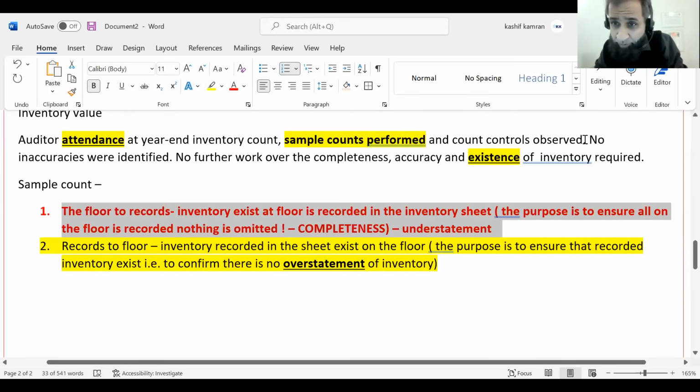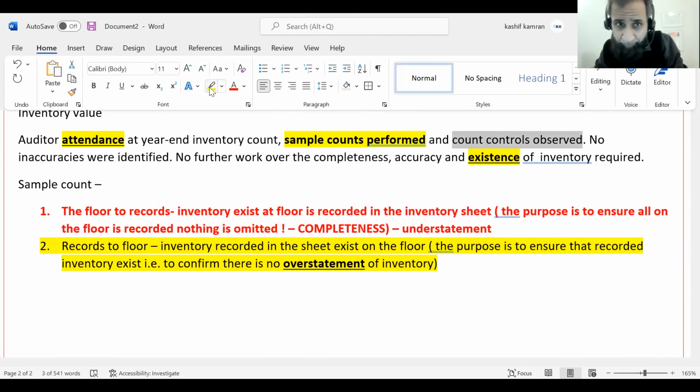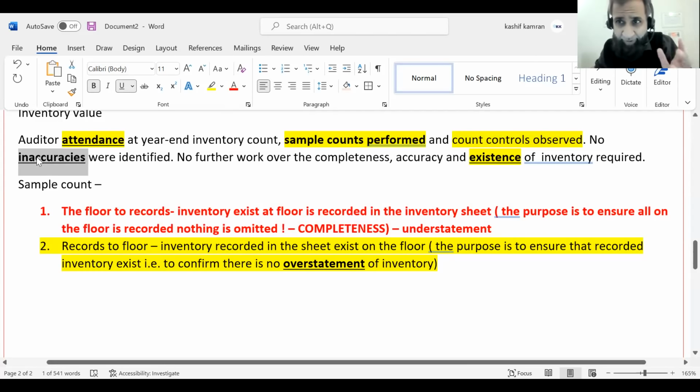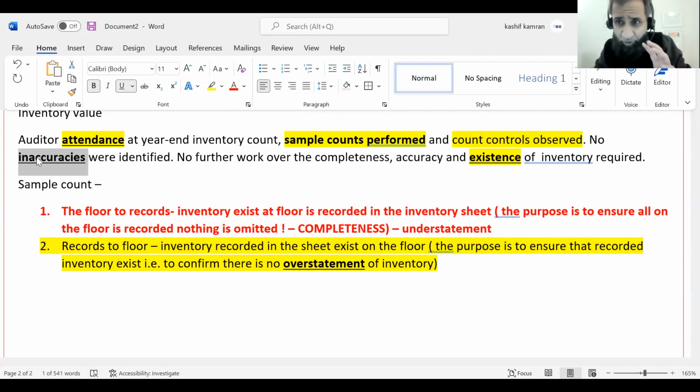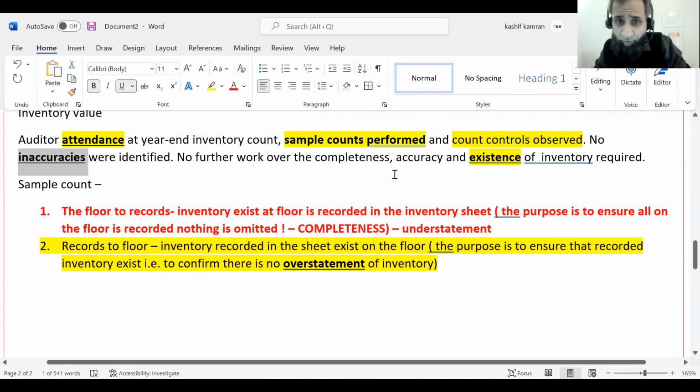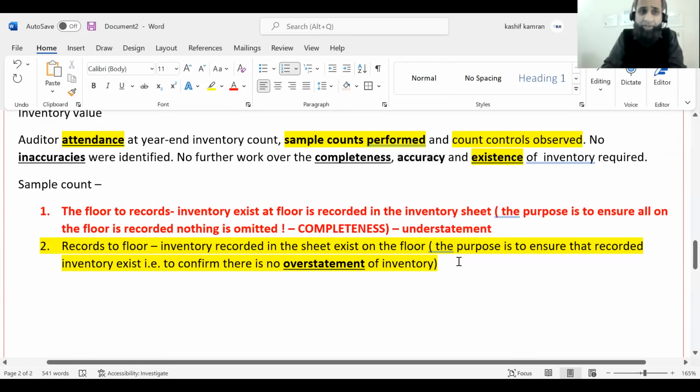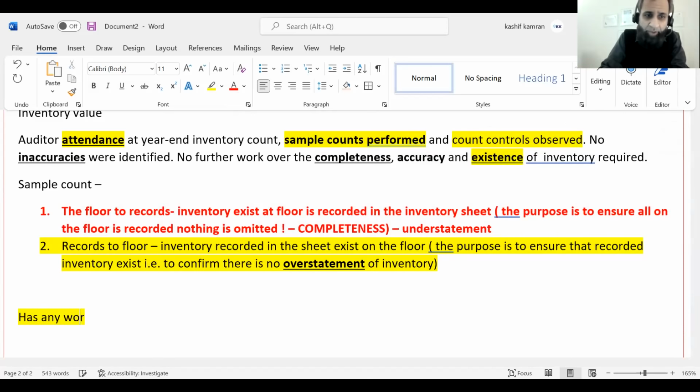So sample count performed, I believe the first sample count is something missing. This is just my assumption. And the count controls observed. Counting controls observed is very good. No inaccuracies were identified by the auditor. That's good. When he was doing the sample counts or the count process, no problems were identified. No further work over completeness, accuracy, and existence of inventory is required. We have done work on existence. That's good. We have done work on sort of completeness, but have we done anything on accuracy? Have we done anything on the valuation of the inventory? Tell me, has any work been done on accuracy?